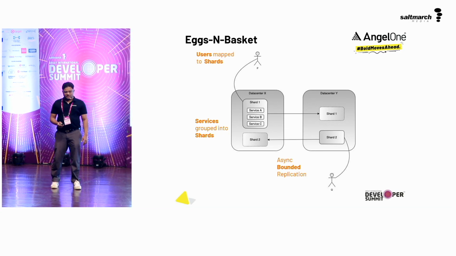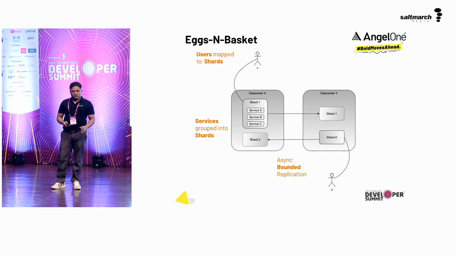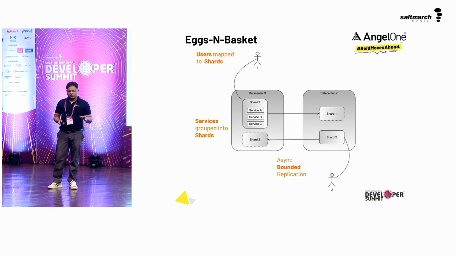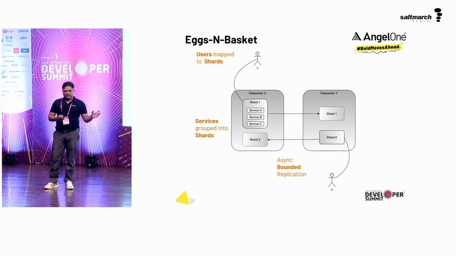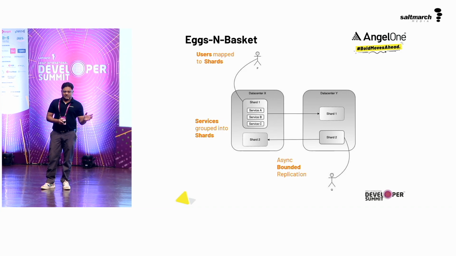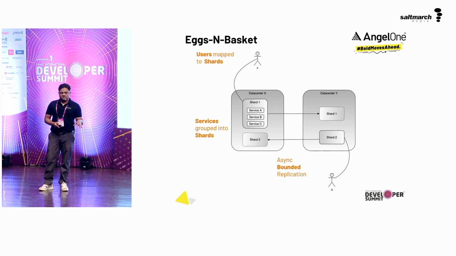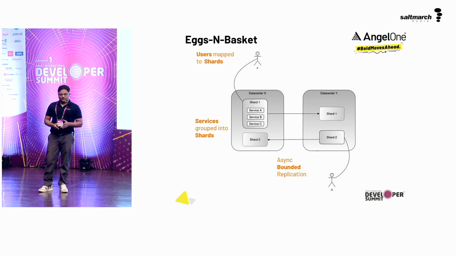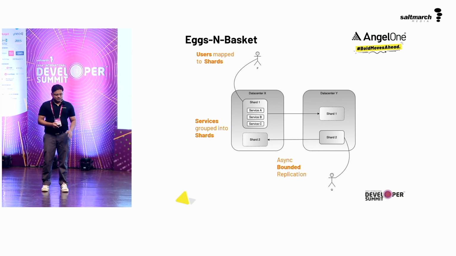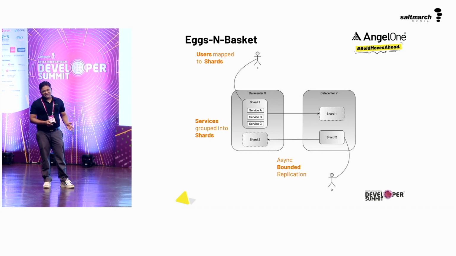Users are mapped to shards, right? So there's no router here. Every user's app directly talks to the data center. This is an informed decision to avoid single points of failure again. This magic happens via DNS.